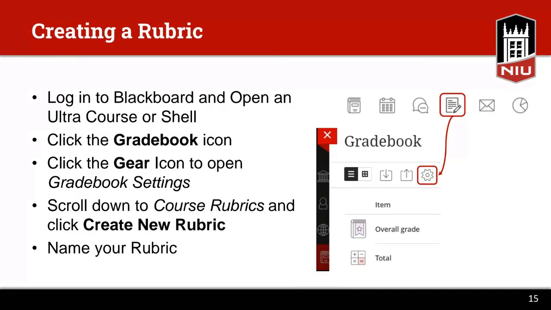In terms of creating rubrics, there's a couple of different ways of doing that. You can log into Blackboard. You can open up your Ultra Course view, I guess it is a view. Or if you have a shell that you're working on, it's like a sandbox. You're building out the course, and then eventually you're going to copy that course into a new course that you're requesting for the upcoming semester. But in any event, you're going to click on the gradebook icon at the top, and you're going to click on the gear icon.